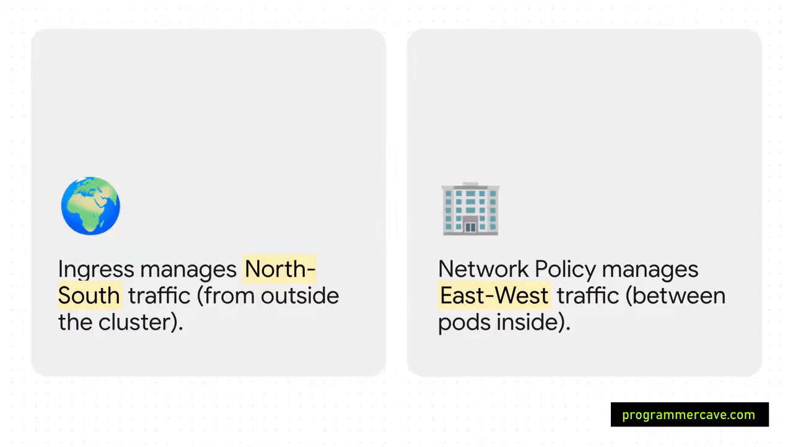And this brings up a really critical distinction: north-south versus east-west traffic. Your Ingress manages north-south traffic, that stuff coming into and going out of the cluster. Network policies manage east-west traffic. That's the communication between pods already running inside the cluster. You absolutely need both for a solid security posture.